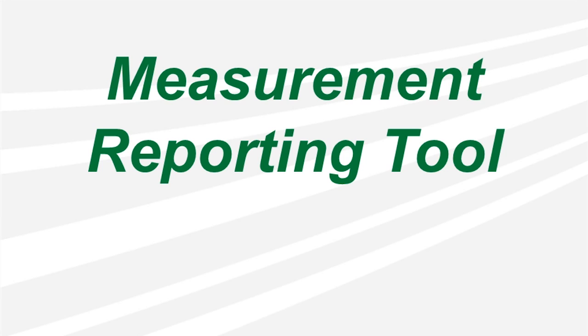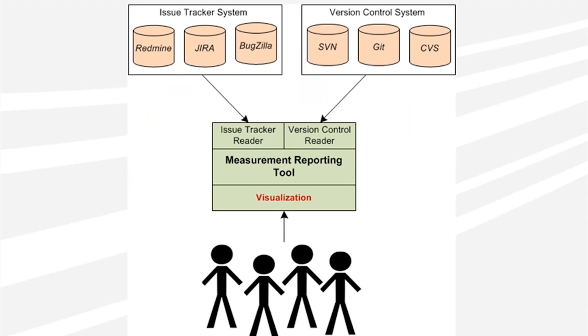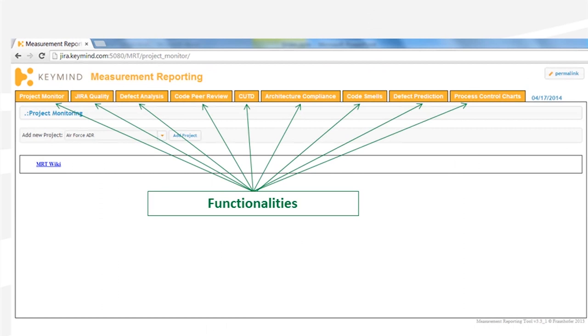Here I present to you a demo of a custom web-based tool called the Keymind Measurement Reporting Tool, or MRT for short. The MRT interfaces with our primary development tools such as JIRA, our issue tracking tool, and SVN, our source control repository. The MRT pulls data from JIRA and SVN and generates a variety of charts that allow us to better manage process and product performance at Keymind.